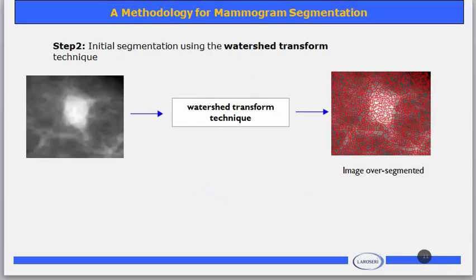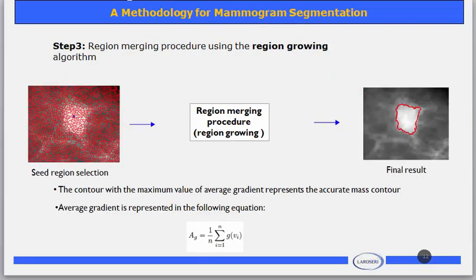Now, as for the second step, called initial segmentation, it is a stage about initially segmenting the original region of interest by means of the watershed transform technique. This technique is applied on the gradient of images and gives an over-segmented image, and this is a problem, so we need to solve this problem. Step number 3 is the solution to the initial segmentation problem. What is this solution?